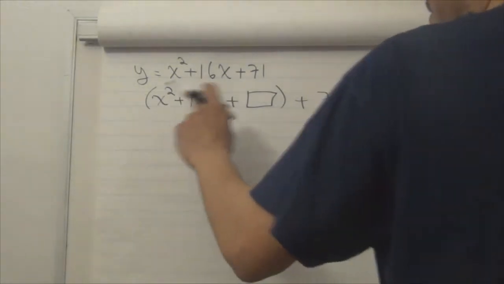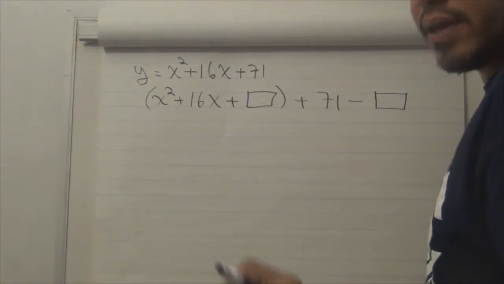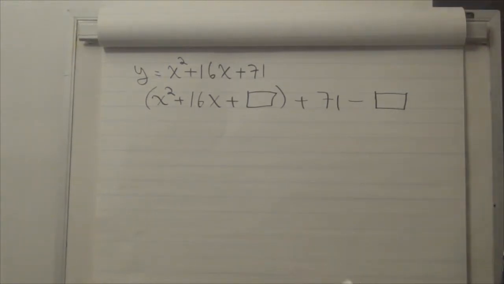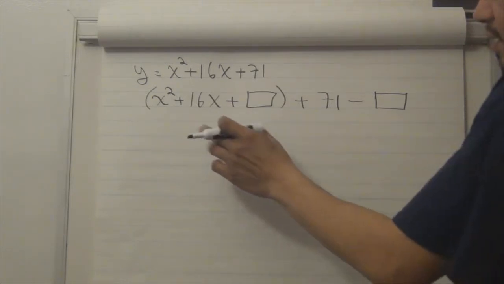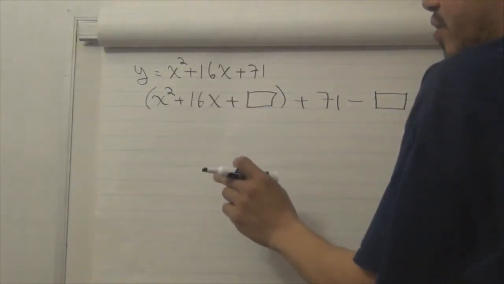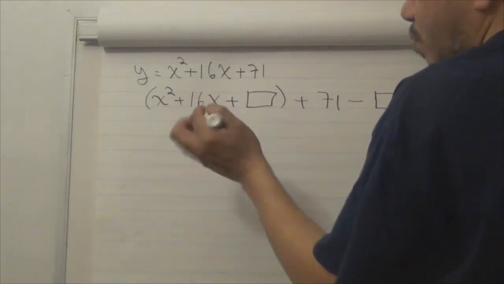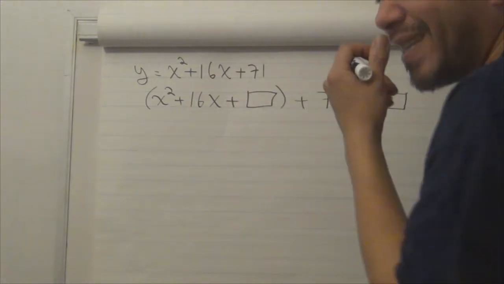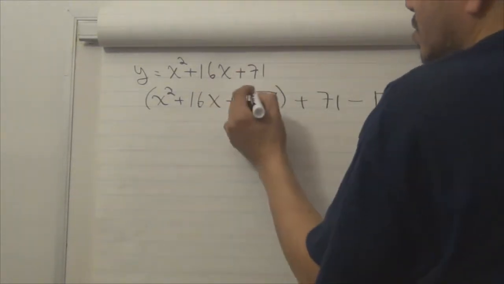Now let's see. Is there a common factor here? Yeah, a 1. I'm not going to write it. The only time I write it is when I'm using the AC method, or the splitting the middle term method. So my next step is to take half of the linear term and square it. Half of 16 is 4? No, half of 16 is 8. Square?